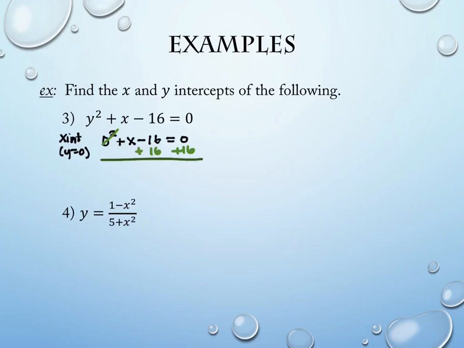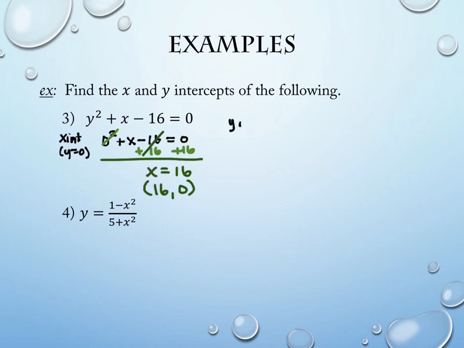So add the 16. So I'm going to have x. These are going to add to 0. So I'm going to have x on the left and 16 on the right. So my x-intercept is actually 16, 0. Is that good? All right, so that's x. Now we're going to do y.